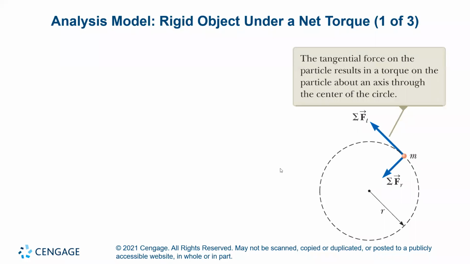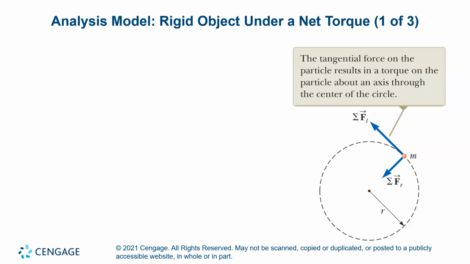Hey, good day. In the last video, we talked about torque and also net torque, which is the sum of all the torques acting on a rigid object. We mentioned that if the net torque acting on an object is not zero, then that object will have an angular acceleration. So let's investigate that further.